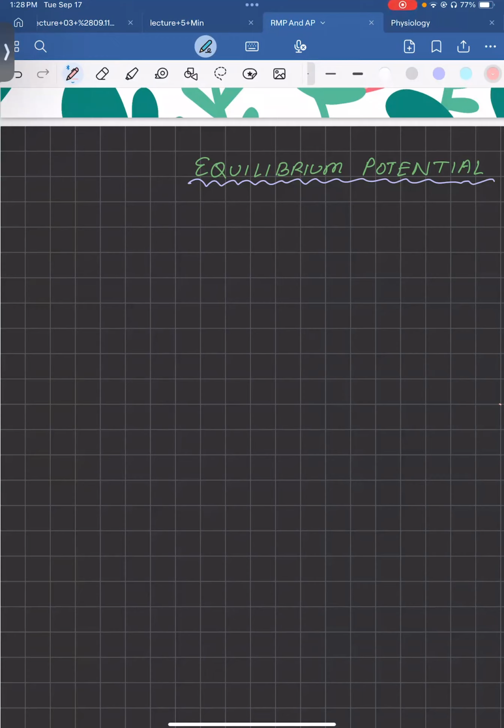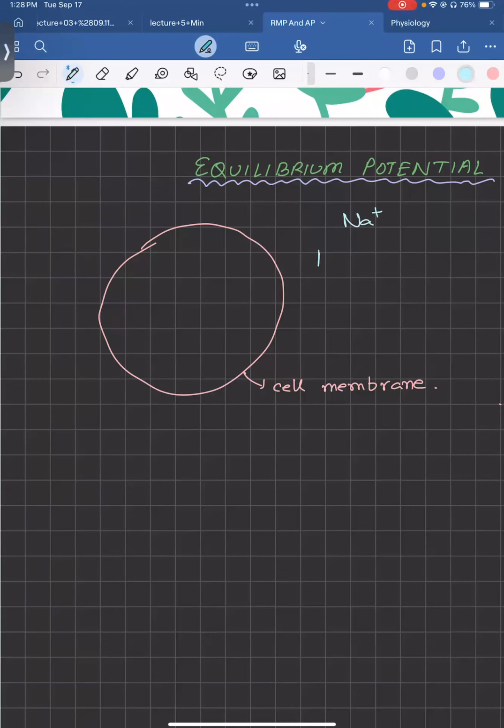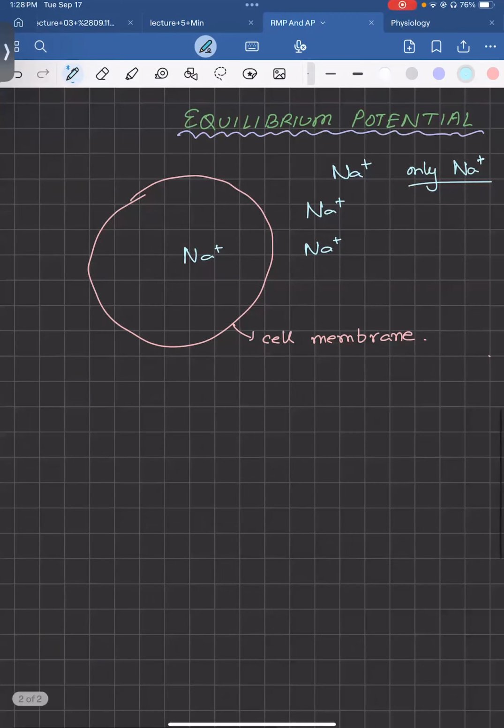Let's start by thinking that there's an imaginary cell here. It's a cell and it has the cell membrane, which is a lipid bilayer. Cool. And in this imaginary world, let's say I tell you that there's only sodium. There's no other ions. We're only going to think about sodium. Now there's more sodium outside than inside. If I ask you, would sodium want to come in?